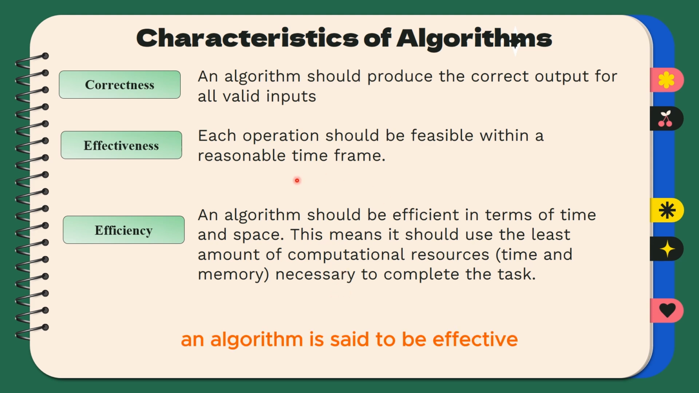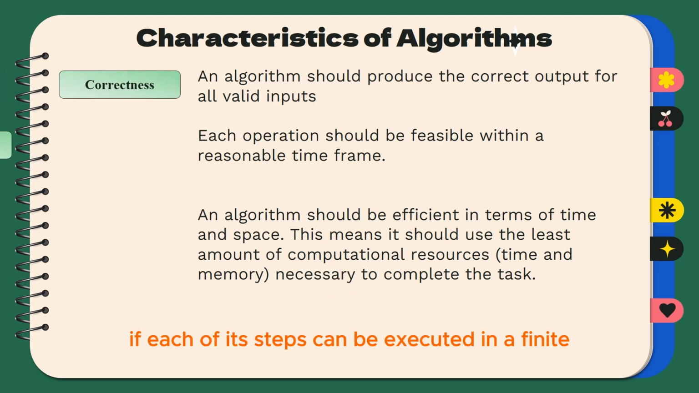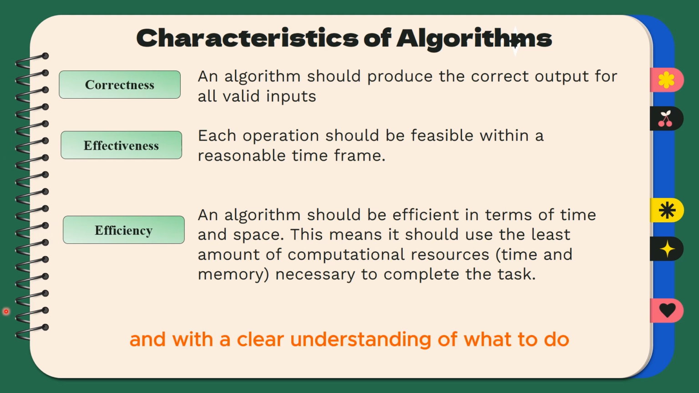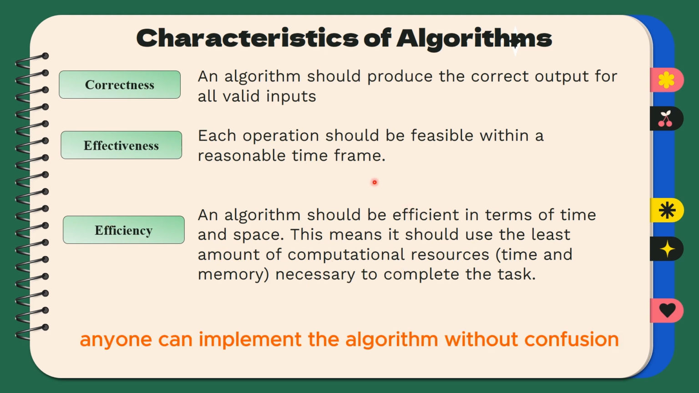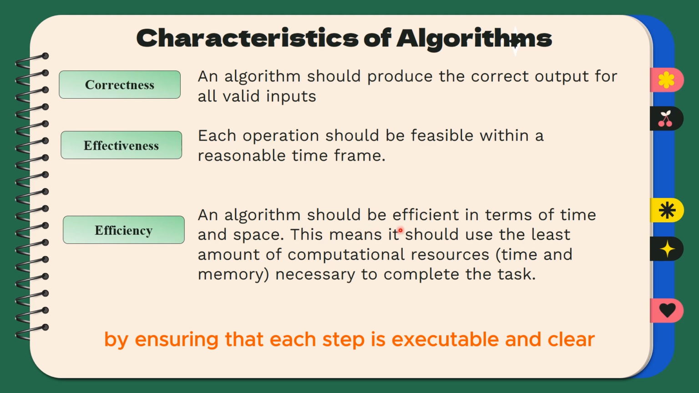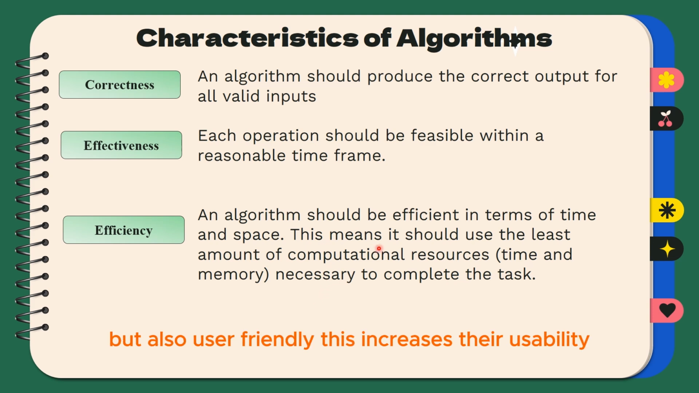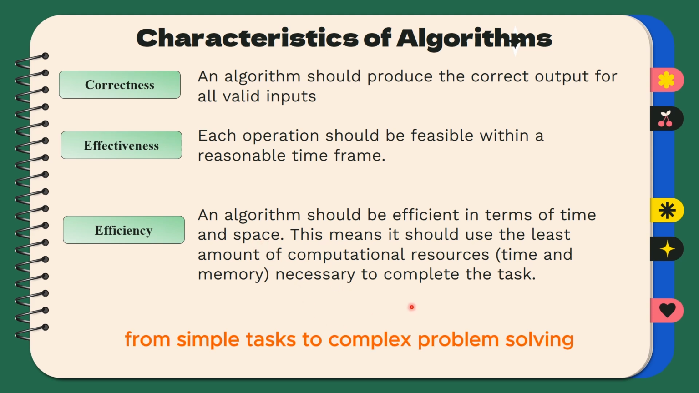Now, let's discuss effectiveness. An algorithm is said to be effective if each of its steps can be executed in a finite amount of time and with a clear understanding of what to do. This ensures that anyone can implement the algorithm without confusion. By ensuring that each step is executable and clear, we create an algorithm that is not only functional but also user-friendly. This increases the usability across various applications from simple tasks to complex problem solving.